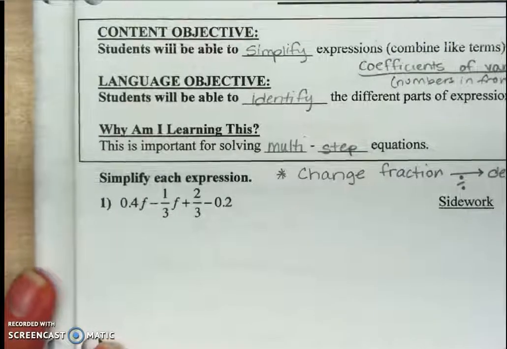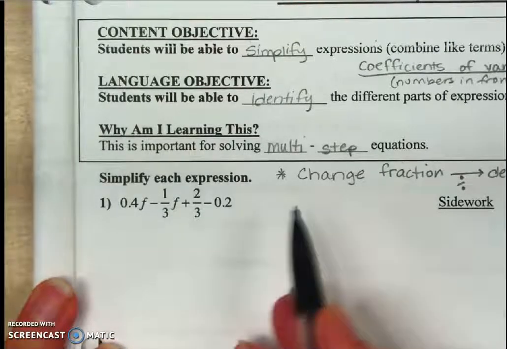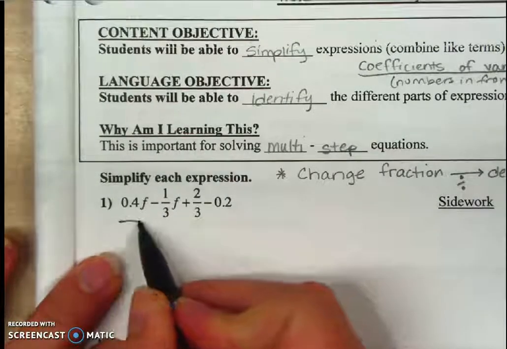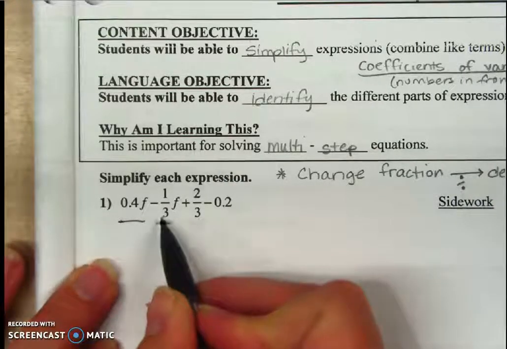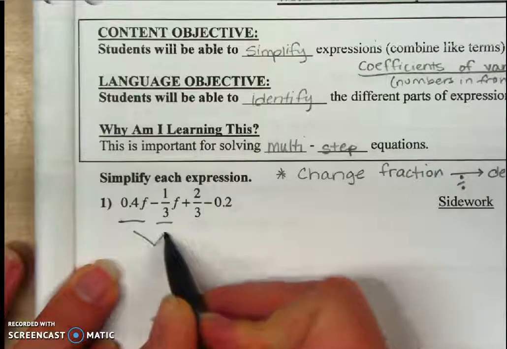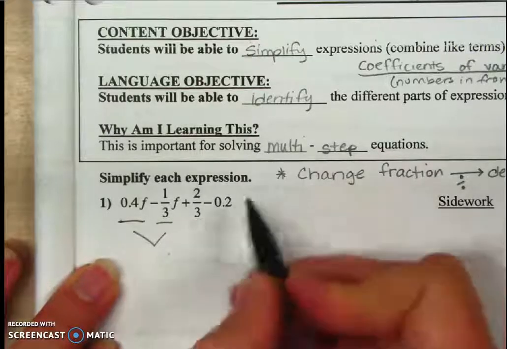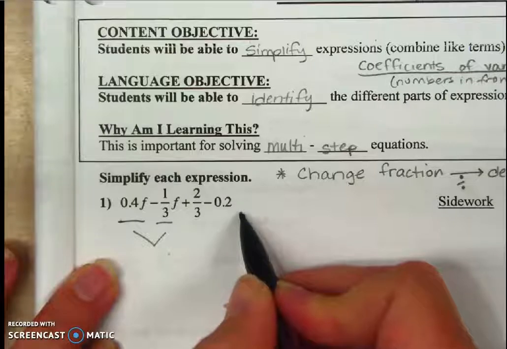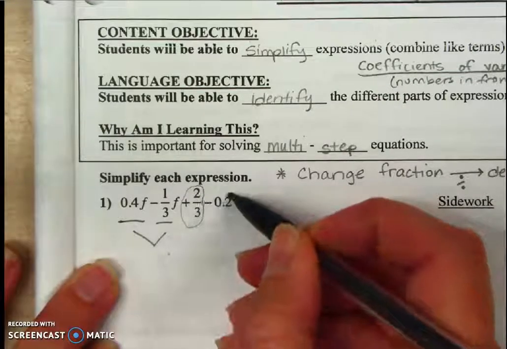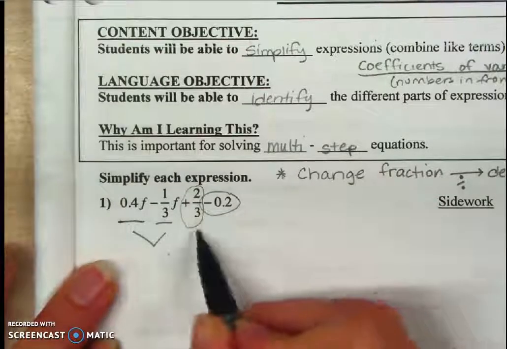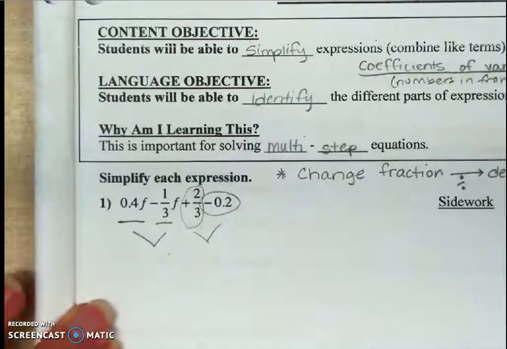Number 1, I see some variable terms and I see some constants. So I'm going to underline my variable terms. These two are variable terms because they have the letter F as a variable. So I know I can combine those. And then these are my constants off to the side because neither of these has a variable attached. So I'm going to combine those together separately, and then I'll write their answer there.